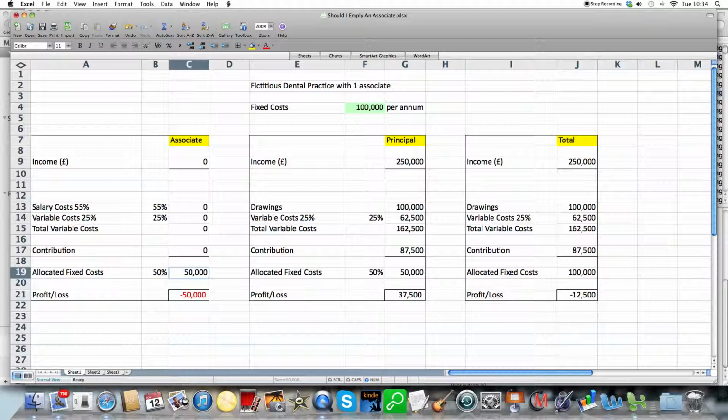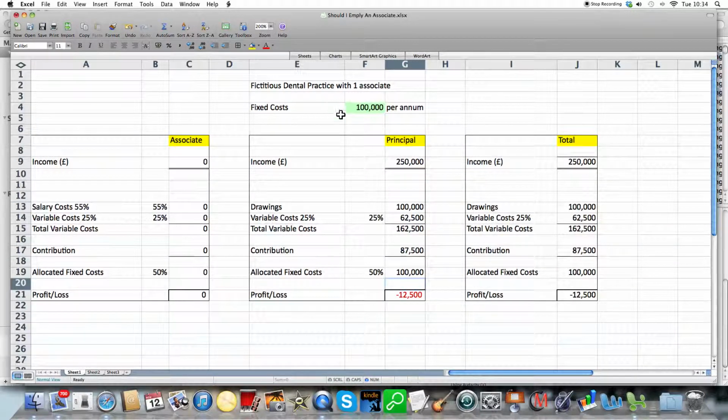I can't allocate £50,000 against somebody who's not there. So he's not costing you anything anymore. Nothing's changed over here, except you're the only guy in the practice now, so I need to change that, because all the fixed costs are against you now. And you're saying to yourself, well, what happened there? And the question is, nothing happened.